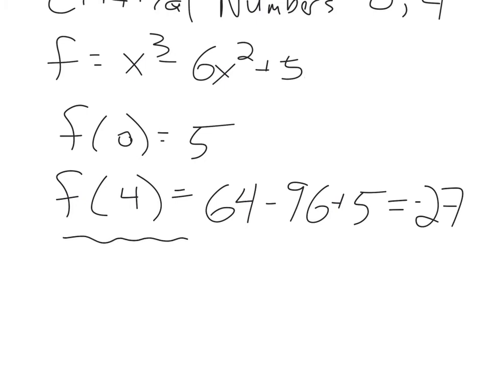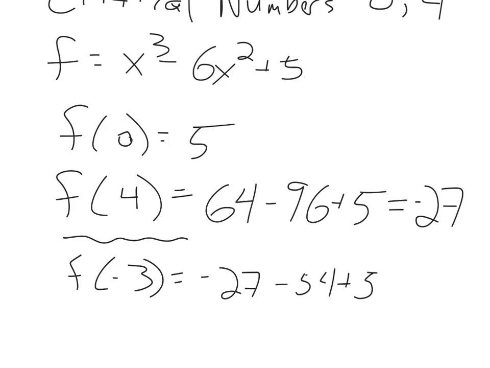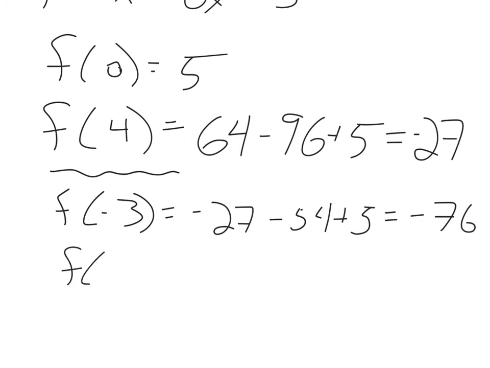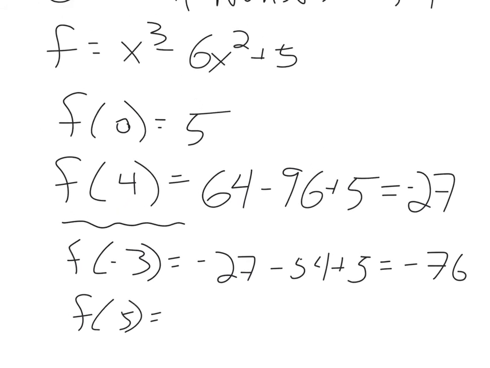All right, then our endpoints were -3 and 5. So let's see, f of -3 equals negative 27 minus 6 times 9, so minus 54 plus 5. So that comes out to negative 81 plus 5. That's a negative 76. And then f of 5 is, what did we have here? 5 cubed, that's 125. Minus 6 times 25, that's 150. Plus 5, so we get a negative 20 out of that.